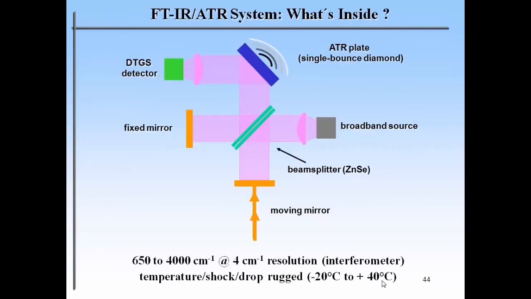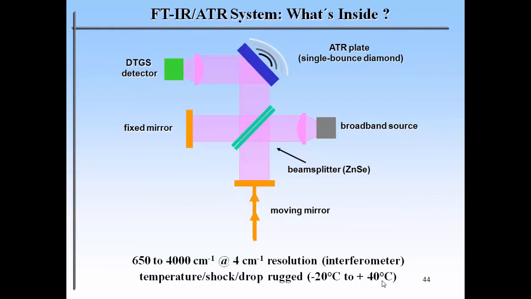Maybe I should go back here. This is important. It covers almost the whole mid-infrared region with a very good spectral resolution of 4 wave numbers. 4 wave number resolution is perfect for solids and liquids. You don't need more. Not for gas analysis, but for solids and liquids, perfect. Again, you can operate it at -20 to +40 degrees centigrade.